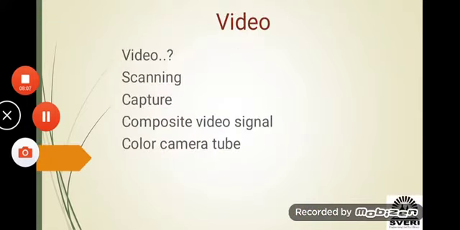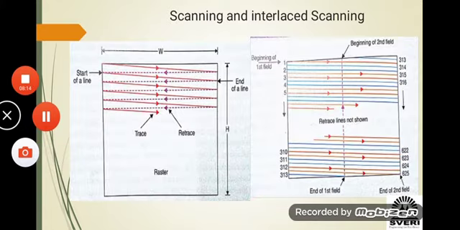Now, this is the basic form of the television system which we have just discussed. Let us go ahead with what you understand by scanning, and what you understand by interlaced scanning, which is the further type of scanning.